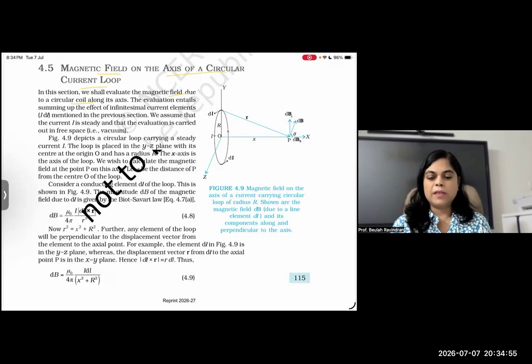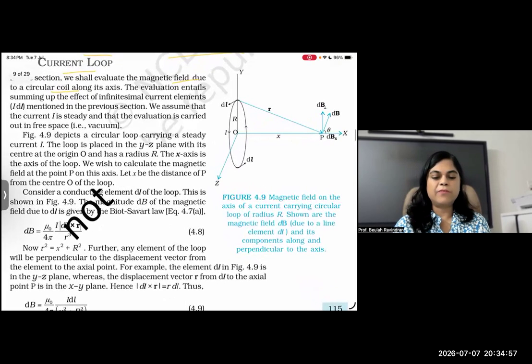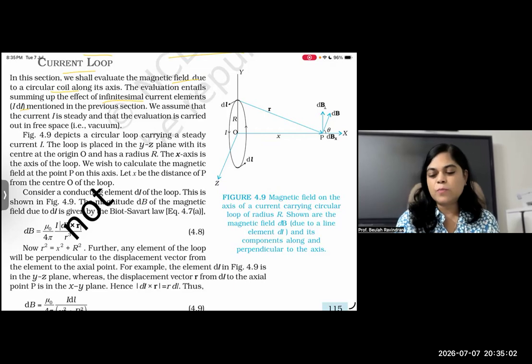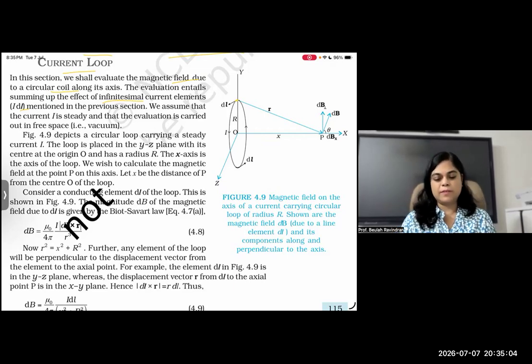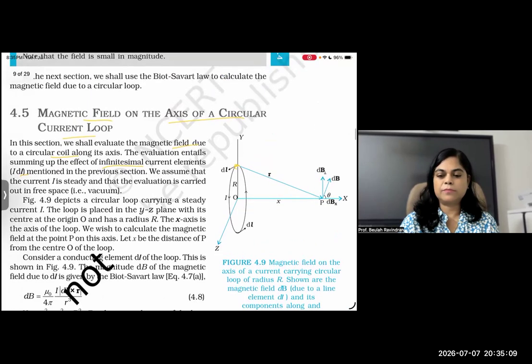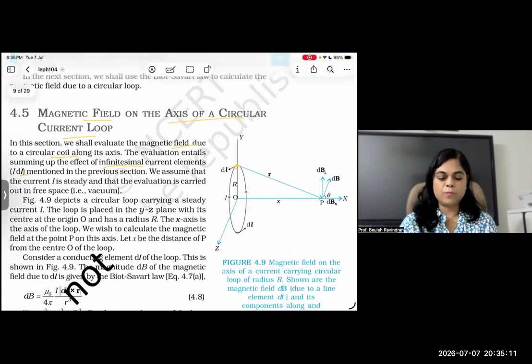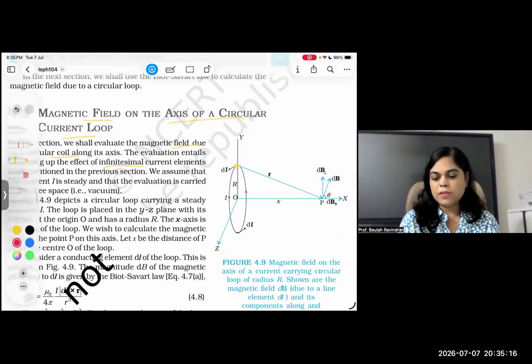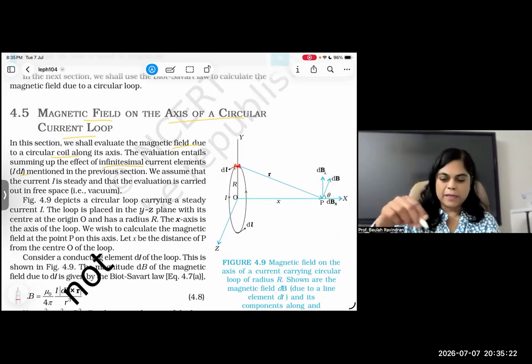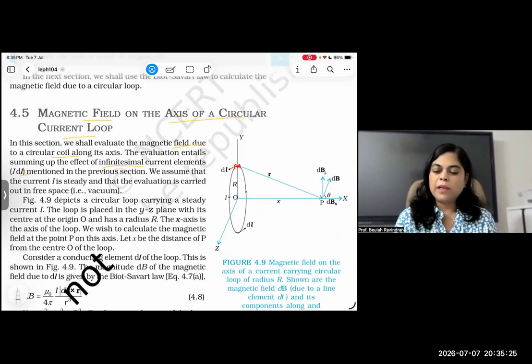The evaluation entails summing up the effect of infinitesimal current elements. Okay. So you are taking a small element of current here. Once again, you are taking a small element of current in this. Okay. And then here, this is a total current loop. Inside the current loop, there is a small element. You are taking a small element of the current loop.